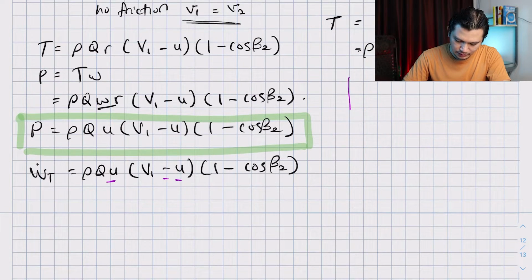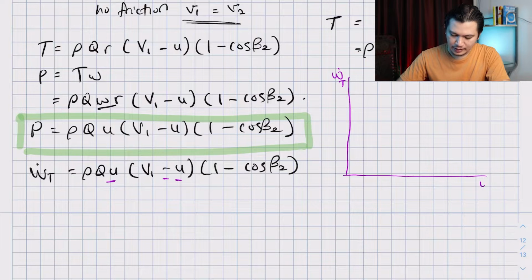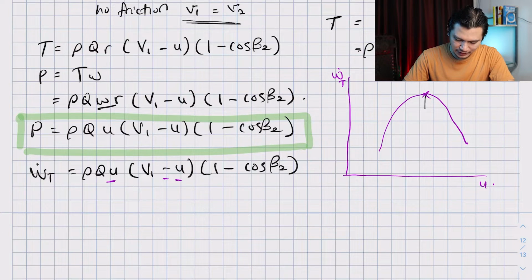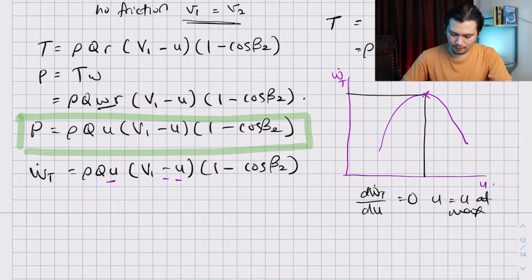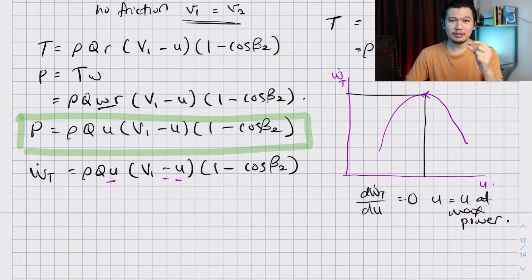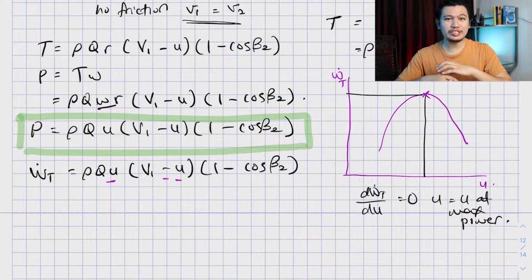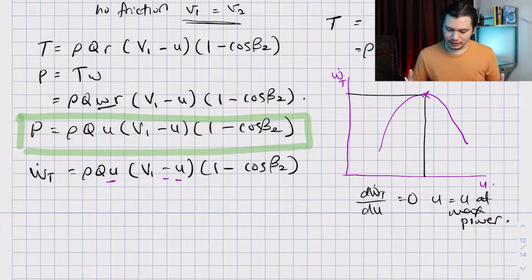That means if I plot the graph of W dot T against U, I'm going to have a single peak, isn't it? Now, how do we find the peak velocity? You can find it by differentiating W dot T against U. So if I do dW dot T over dU equal to 0, this is where I can find U equal to U at maximum power. And maximum power is very interesting because you always want the turbine to output the maximum power that it's designed for. So let's try and find this maximum power.